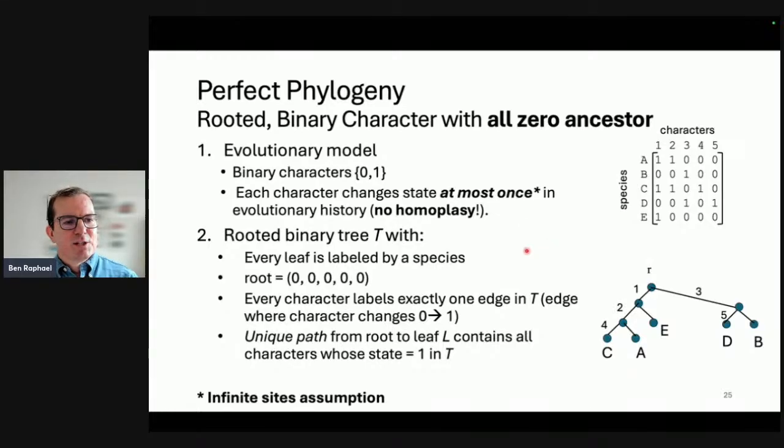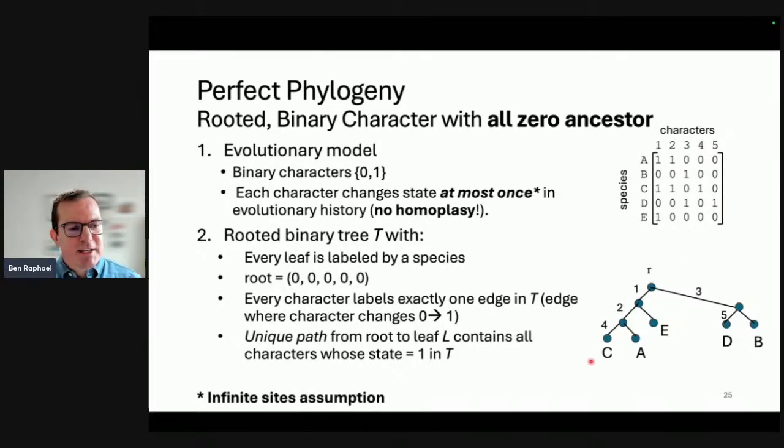And then importantly, we're going to assume that a character changes state at most once in the whole evolutionary history. So what that means is that our phylogenetic tree has an extremely simple structure. Each leaf is labeled by a species or one of the rows of this matrix. The root, again, is the all zero. And then every character, because it can change state at most once on the tree, actually uniquely labels one of the edges of the tree. So in this example, I've labeled the edges with a character that has changed from 0 to 1 along that edge.